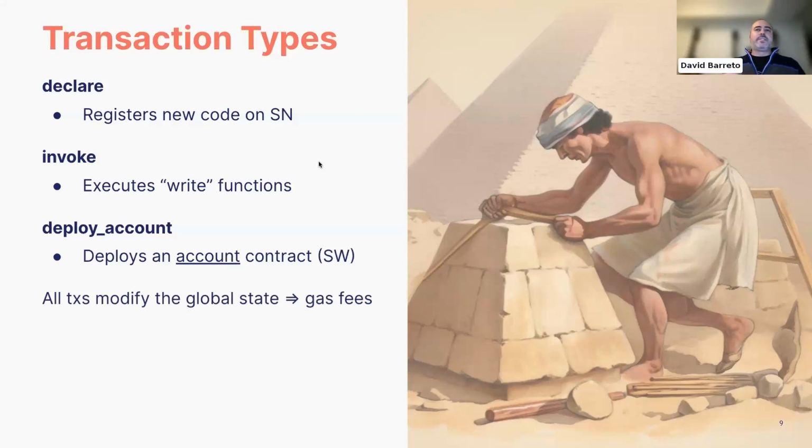So all these transactions, declare, invoke, and deploy account, they all modify the global state, right? Maybe they modify the state of a smart contract, but by doing so, they also modify the global state. And for that reason, you will have to pay gas fees to execute them.